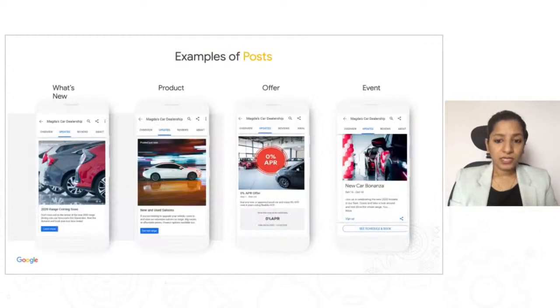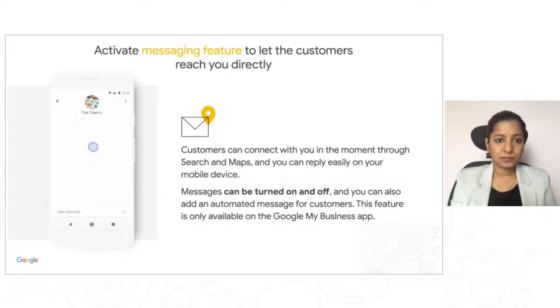There are various use cases for which you can make posts. For example, what is new that is coming up at your dealership? What are the various new models that are getting launched? If there is any particular offer that you've launched at your dealership, or if there are any upcoming events happening at your dealership or the nearby areas which the dealership is conducting. For this variety of use cases, you can make use of GMB posts.